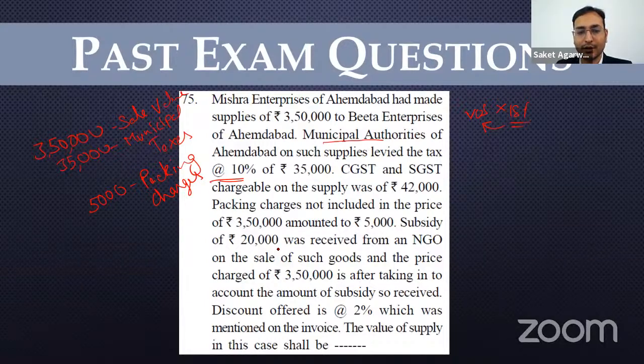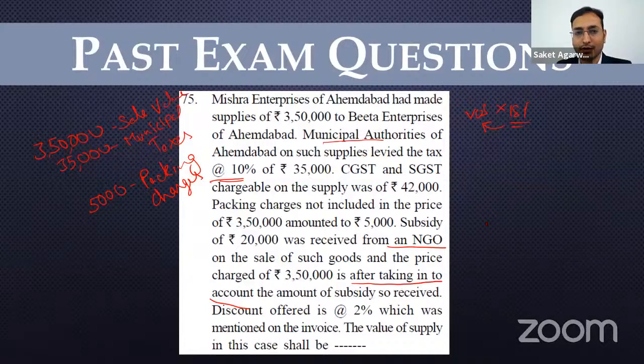Subsidy of 20,000 was received from an NGO. Okay, subsidy has been received from what? NGO. That means we have to add it back. On the sale of such goods, the price charged of 3,50,000 is after taking into account the amount of subsidy so received. That means they have already reduced their selling price and they have already deducted the amount of subsidy.